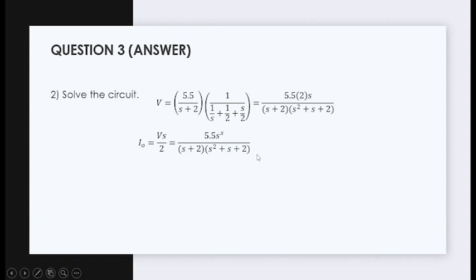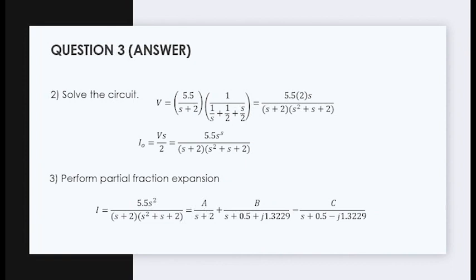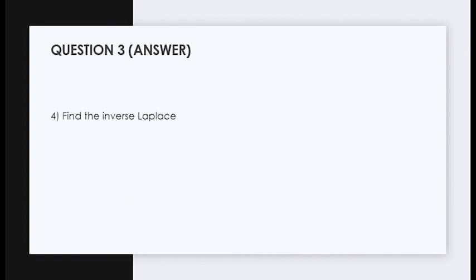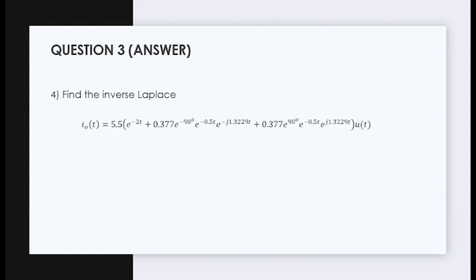So we bring that S to the numerator, and we end up with this equation for I0 of S. Okay, next, similar to previous questions, we have to perform the partial fraction expansion. And we have to solve for the values of A, B, and C. And finally, once you solve for A, B, and C using the method of your choice, you can transform the S domain back into the time domain by using the inverse Laplace table.